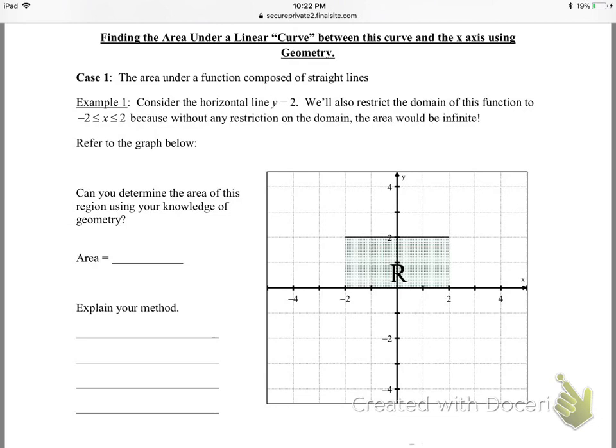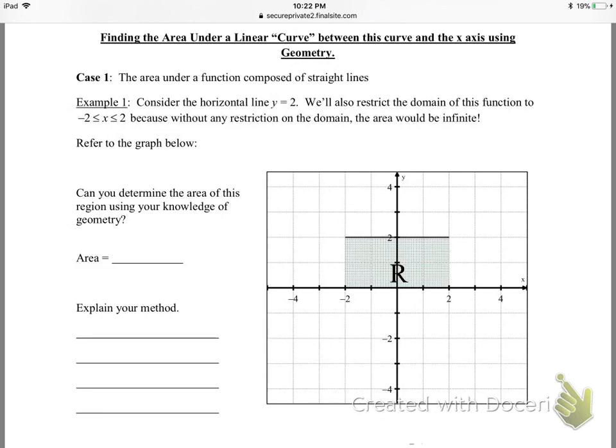Okay, in this video we're going to go over 6.2, and this will be on Riemann sums, and we're going to talk about finding the area under a linear curve initially between the curve and the x-axis using geometry. So all of case 1 is going to be using geometry. So look at our example below.